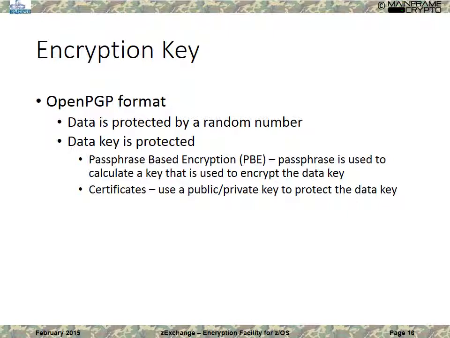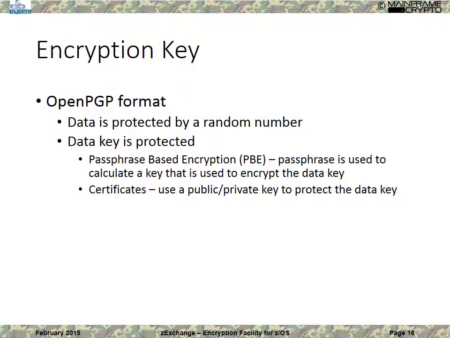OpenPGP does provide support for both passphrase and certificates, just like Z format. But the subtle difference is that no matter which one you choose, your data is always going to be protected by a random number. With OpenPGP, the implementation will generate a random number. It'll use the hardware or whatever facilities are available to generate a random number. That's what's going to encrypt your data and protect your data.